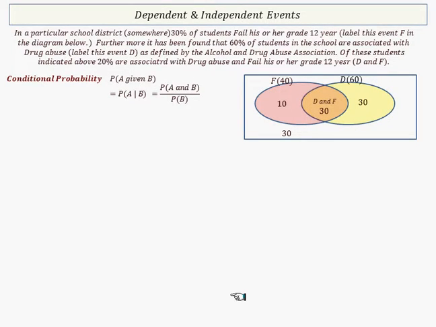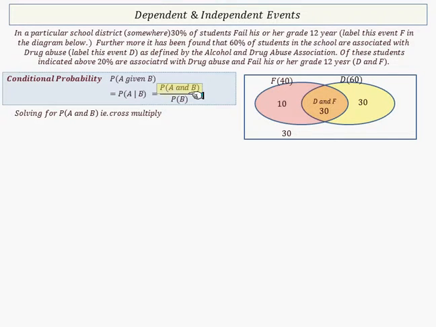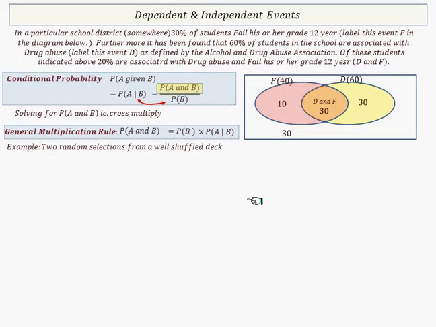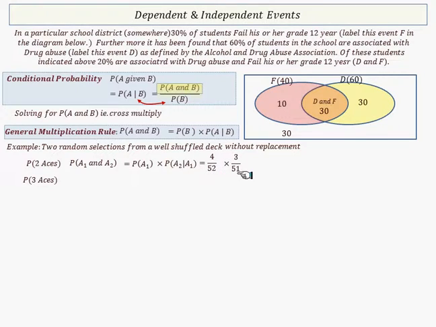We're going to look at the conditional probability rule here and use it to compute the probability of A and B, and we simply say we're cross-multiplying here. We take probability of B over on the left-hand side, and we have this multiplication rule. Here's an example. Two aces, A1 and A2. Probability of A1 times the probability of A2 given A1. So it's 4 over 52, 3 over 51, and that's the answer.